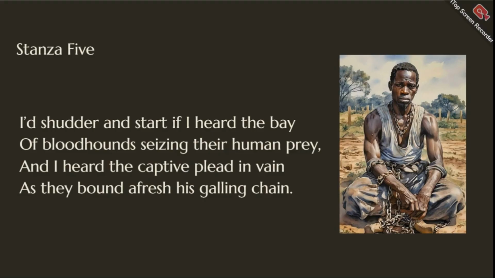So here the poet uses two comparisons, white men are compared to bloodhounds and black people are compared to prey. And I heard the captive plead in vain. That means the speaker talks about hearing a slave begging for mercy, and the oppressors put a new chain on him, as they bound afresh his galling chain. Now, this galling chain represents the pain and suffering the slave goes through.